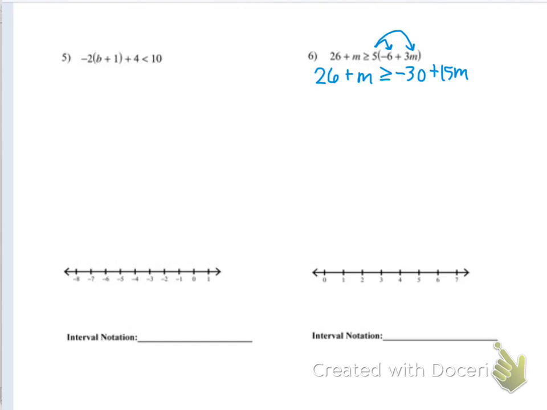Now I have a choice to make. The math is easier to move the m over and the -30 over, but then I have my variable on the right hand side of the inequality instead of the left. So I'm going to do the hard math so that it's easier later. I'm going to subtract 26 from both sides. And I'm going to subtract the 15m from both sides.